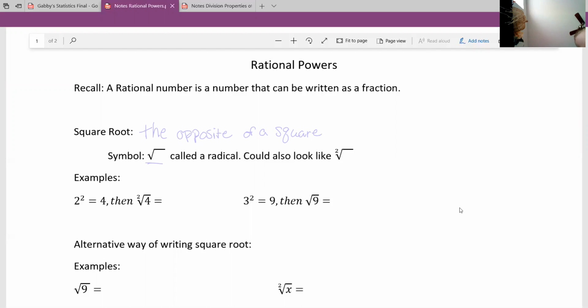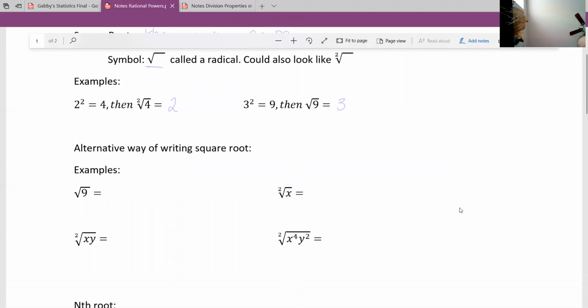So 2 squared is 4, which means the square root of 4 is 2. 3 squared is 9, then the square root of 9 is going to be 3. Same thing, 4 squared is 16, so the square root of 16 is 4. 5 squared is 25, the square root of 25 is going to be 5.